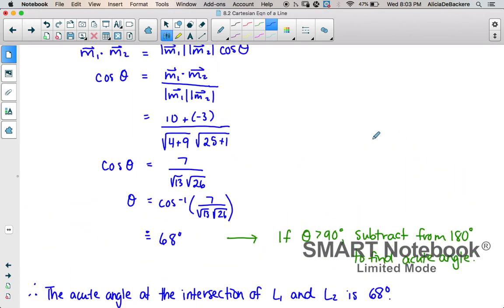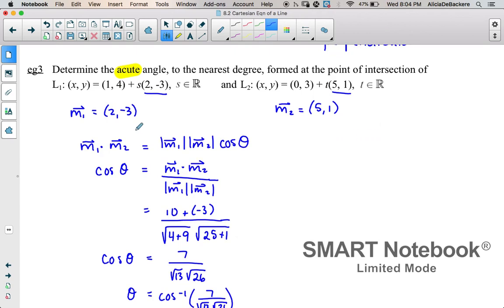Just one thing I wanted to point out as well, that remember whenever you have a question with two different lines, if you're doing a vector or a parametric equation, I mentioned this in the last lesson, I do have to use two different parameters. So here the parameter is s and here the parameter is t. So just make sure you make a note of that.